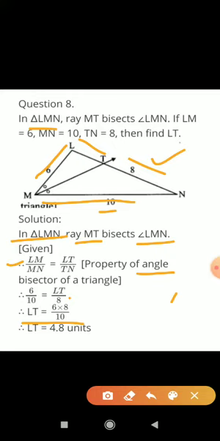Now simplify this one. If we simplify by 2, then 2 4s are 8 and 2 5s are 10. So 6 into 4 becomes 24 divided by 5, and 24 divided by 5: 5 4s are 20, remaining 4, and 5 8s are 40. So 4.8 units is the answer to this question. So thus we get LT is equal to 4.8.